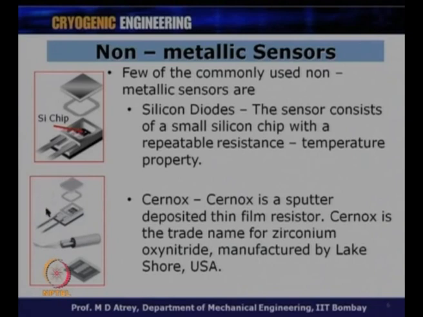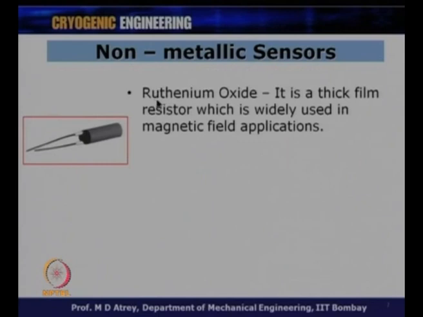So a typical Cernox would look like this. Again, it has got a chip, or a thin film, going into this, and it is housed in a small casing. And then we got a third category also, which is ruthenium oxide. It is a thick film resistor which is widely used in magnetic field applications. So whenever you have a high magnetic field environment, ruthenium oxide will be preferred. It works on a similar principle: a change of temperature will result in a change of resistance.